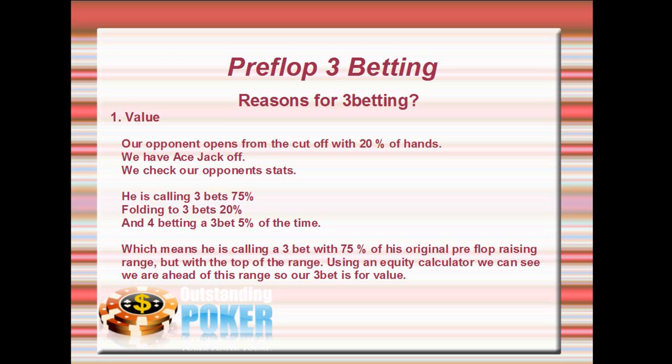So the stats that we want to look out for to see if this is a 3-bet for value or not are his folding to 3-bets percentage, his calling 3-bets percentage, and then his 4-betting percentage. We can see if he's calling 3-bets 70% of the time. This obviously means he's calling with 75% of his original pre-flop raising range. Obviously, with the top of that range, he's going to be 4-betting it.